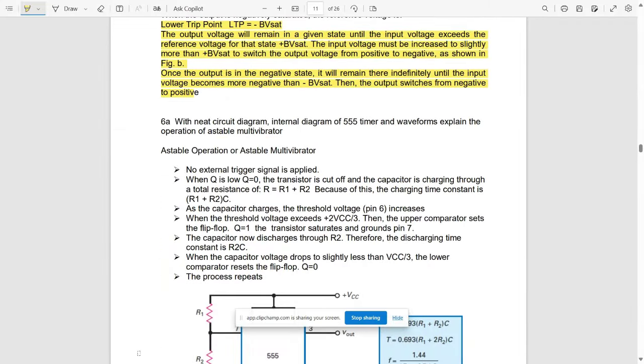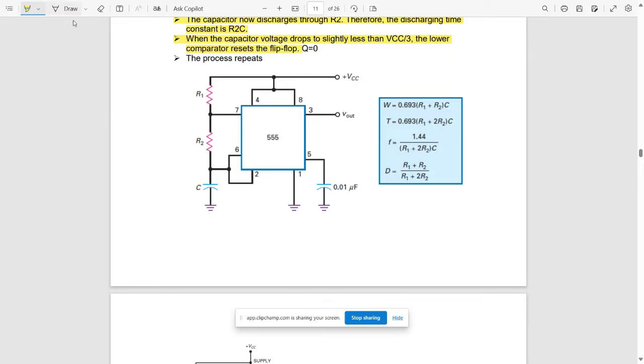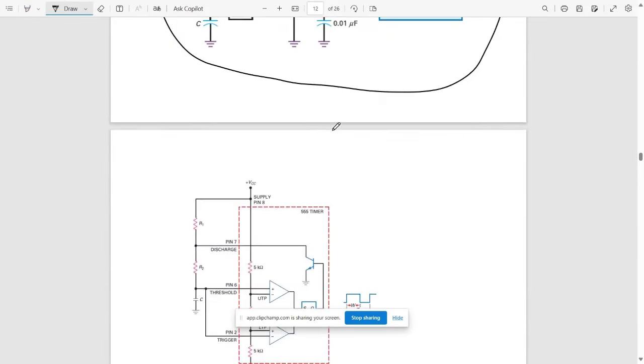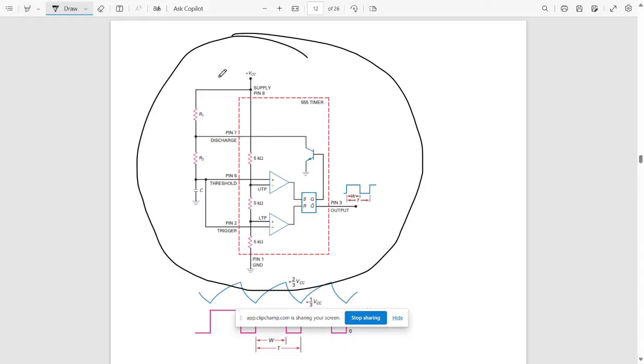So you will get to the next question, that is, with the neat diagram, explain the internal diagram of the 555 timer and waveforms of the operation of the astable multivibrator. Okay. So first again, for the astable multivibrator, write all the explanations required. Along with that, draw the necessary circuit and the expressions as well. And after that, draw the internal structure of this astable multivibrator using the 555 timer here.